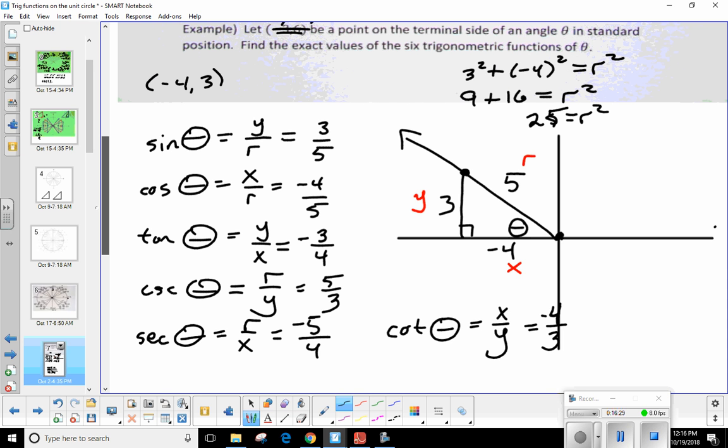You create the triangle using the point that you were given. Okay. Does anybody have any questions on that? Okay.